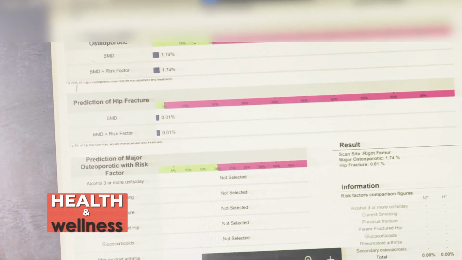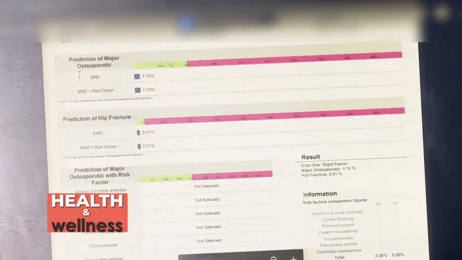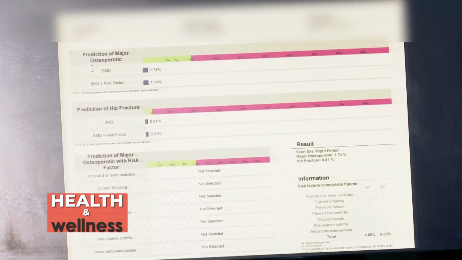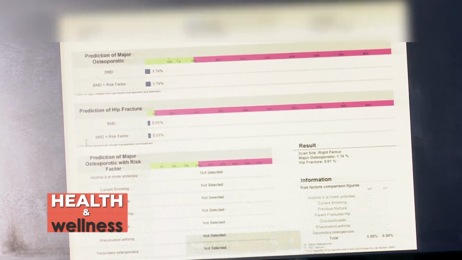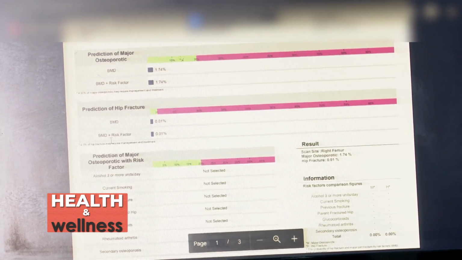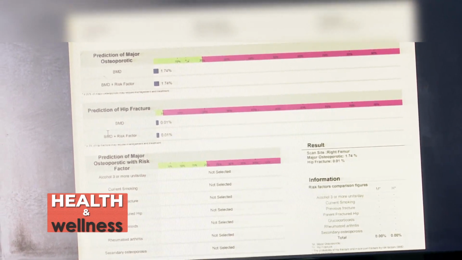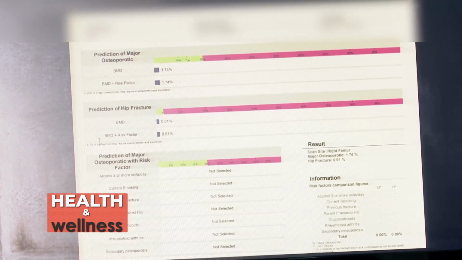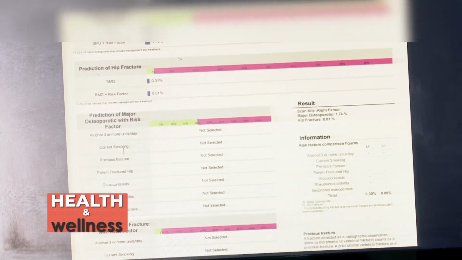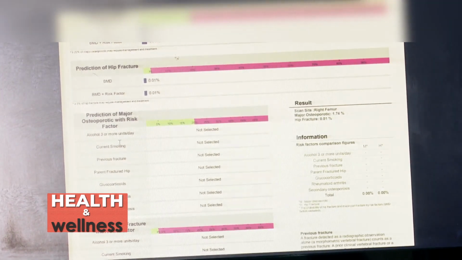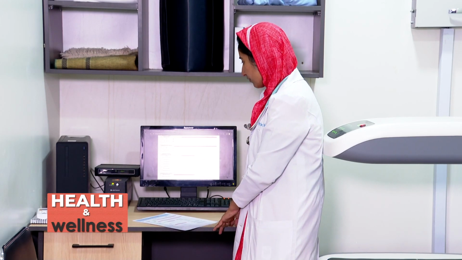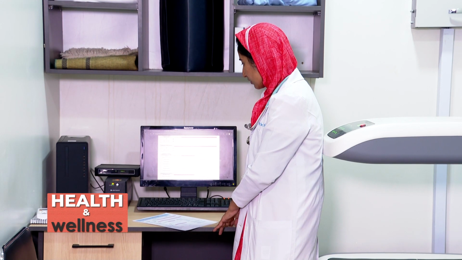So the relevance of this: when the prediction of the major osteoporotic fracture is more than 20%, or the prediction of the hip fracture is more than 3%, that is when we need to intervene or start the patient on treatment. Okay, so the few questions that we look at and really focus on are alcohol, smoking, fractures, any history of steroids in the patient, rheumatoid arthritis, and secondary osteoporosis.